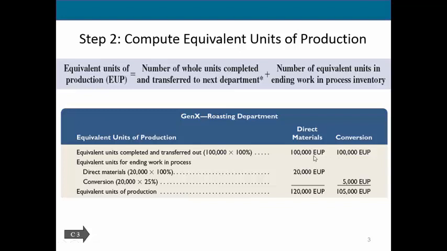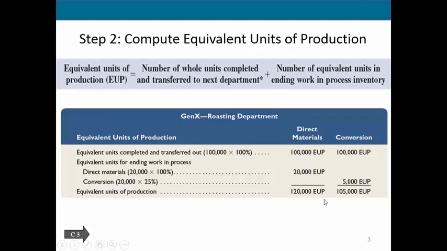Then let's look at those 20,000 units that are somewhere in the process. As far as direct materials go, these are completely finished because the direct materials have been put into the process for these 20,000 units. So 20,000 units for direct materials, 100% complete, is 20,000 units. However, for conversion we are only 25% through our overall process. So as far as conversion costs go, 20,000 multiplied by 25% gives us 5,000 equivalent units of production for the 20,000 units that are still in process.